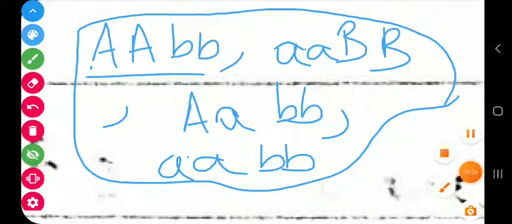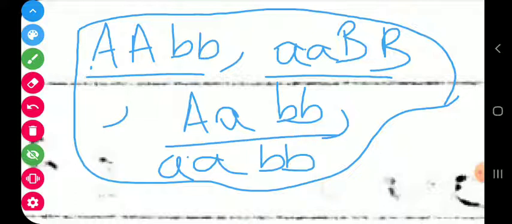So here was the problem with the second one: we don't have a capital A dominant allele. Third one, what's the problem? We don't have a capital B dominant allele. Fourth one, what's the problem? We don't have both capital A and capital B alleles. That's the problem. And not this one.